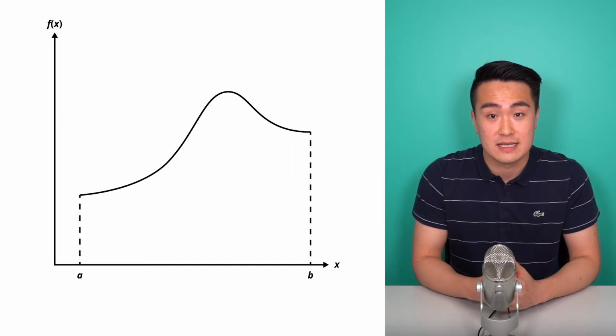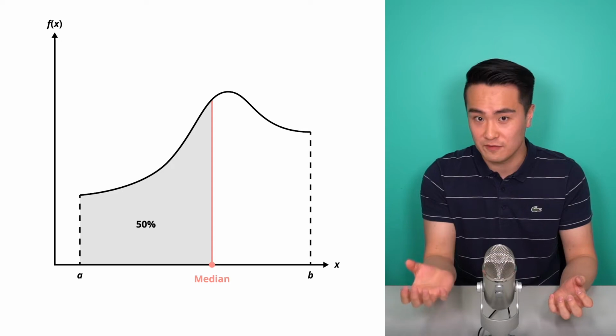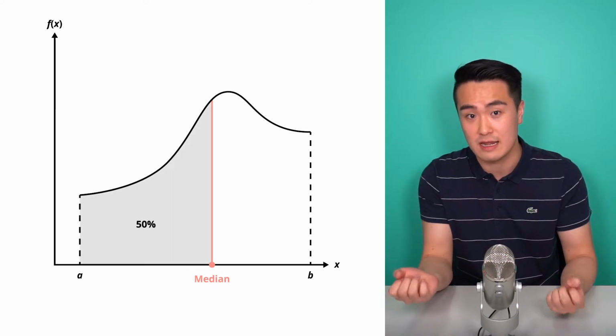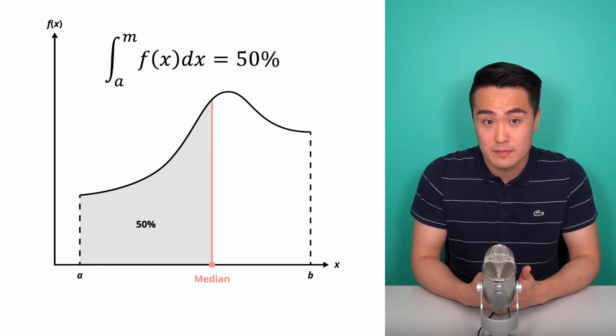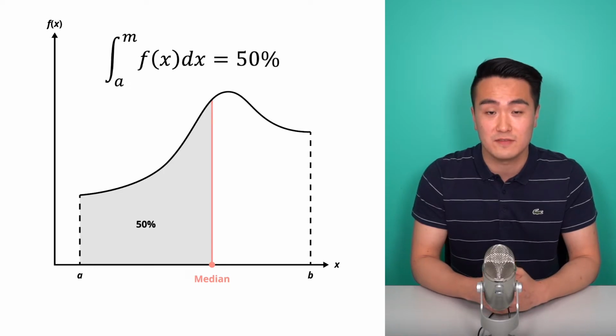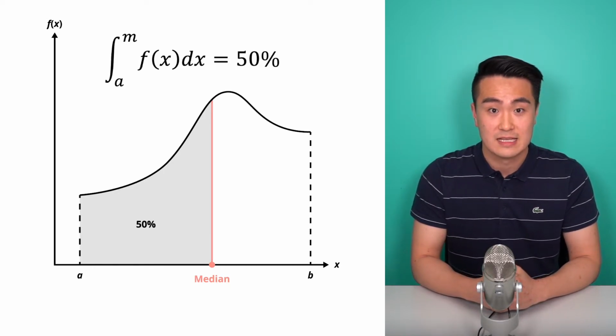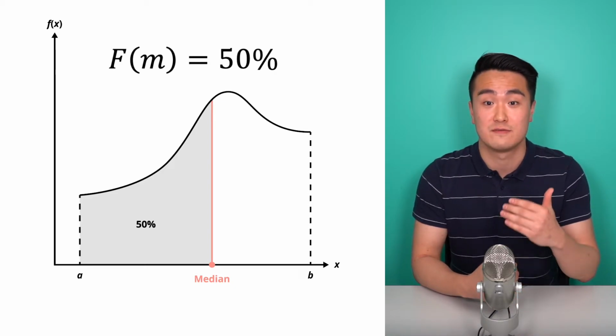Now, in a continuous sense, the median splits the population into 2 equal parts. That means 50% of the data will be below the median and 50% will be above the median. So letting the median be m, the integral of the PDF from the first value to the median will represent 50% of the population. Similarly, we can consider looking for m when the cumulative probability reaches 50%.